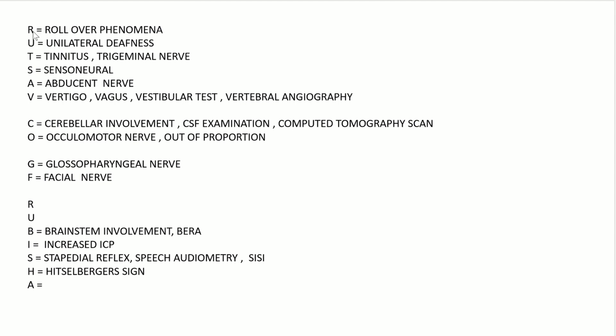In the whole chapter, R has a few points. What comes from R is the rollover phenomenon. If you study it one or two times, your brain will automatically remember the rollover phenomenon. U for unilateral, very easy. Unilateral sensorineural hearing loss. T for tinnitus, trigeminal nerve, the first nerve to be involved, so I have written it in the first place. Then abducens nerve, vertigo, vagus, vestibular, taste. So just go through all of these once, and I can guarantee that this mnemonic will be your savior throughout the year. One mnemonic and 75% of your work is done.